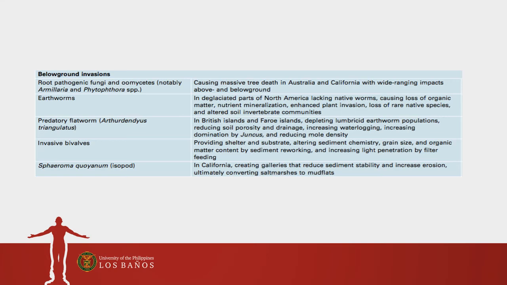For underground invaders such as the root pathogenic fungi, they may cause massive tree deaths. Earthworms cause loss of organic matter, thereby affecting plant invasions, loss of native species, and altered soil invertebrate communities. The predatory flatworm depleted earthworm populations and reduced soil porosity and drainage. Invasive bivalves alter sediment chemistry, while the invasive isopod may reduce sediment stability.